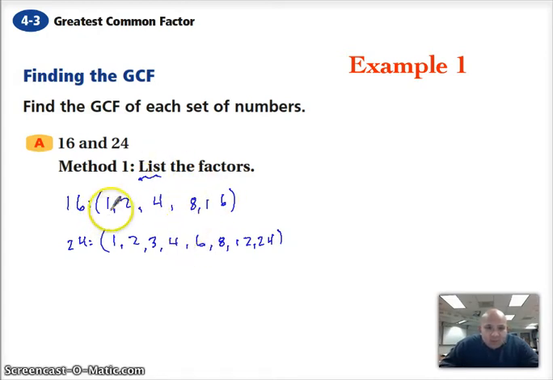So if we look at the common factors, we see that they both have 1s, they both have 2s, they both have 4s, they both have 8s, and there's nothing else that they have in common. The biggest number that they have in common, the greatest, is the 8 right here. So the greatest common factor, GCF, equals 8.